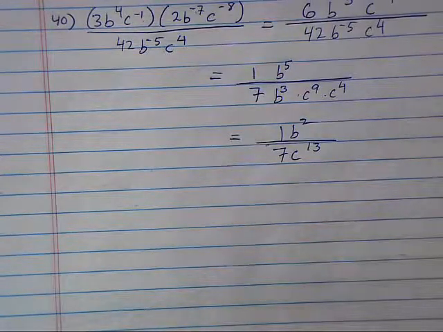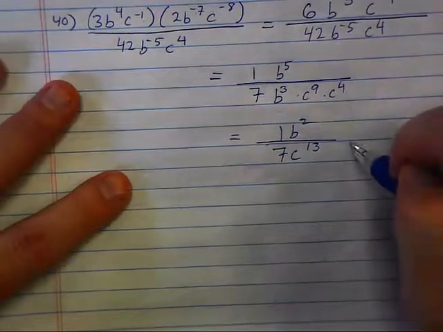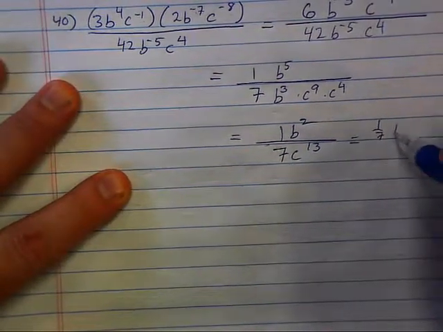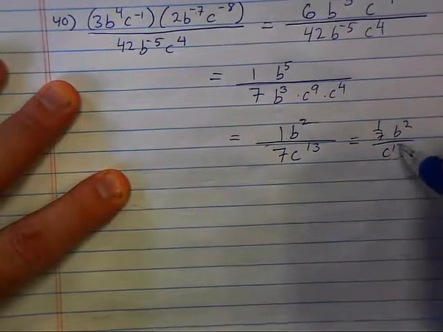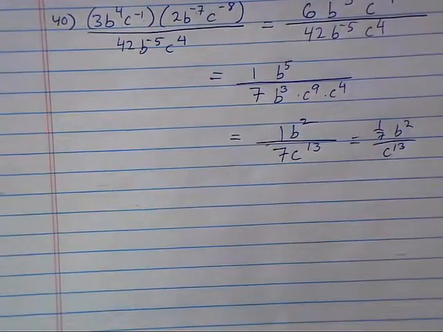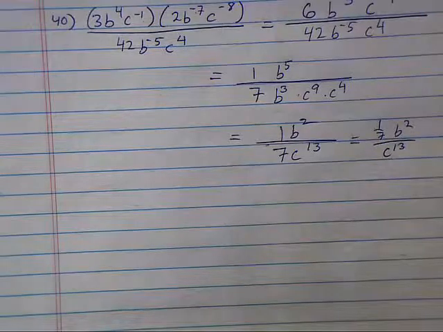Questions on that one? It's always going to be left in fraction form like this, instead of just one set on top, like how we were doing. So you want to write it this way? 1/7 b squared over c to the 13? That's okay too. That's the same thing. You can write it that way if you want.